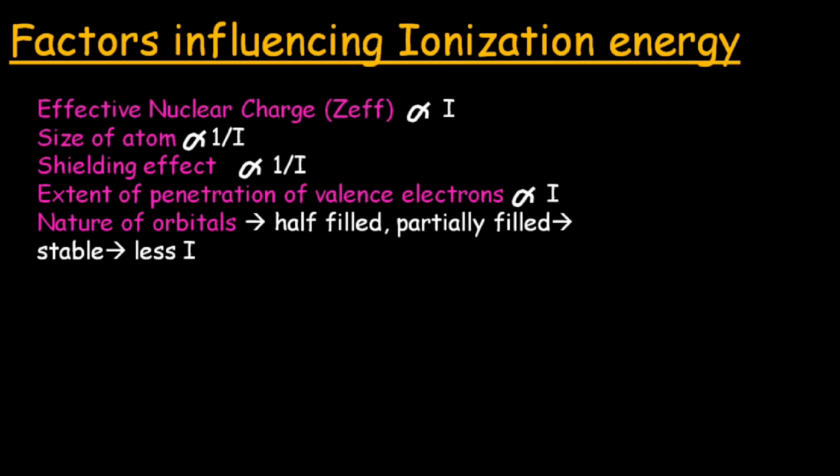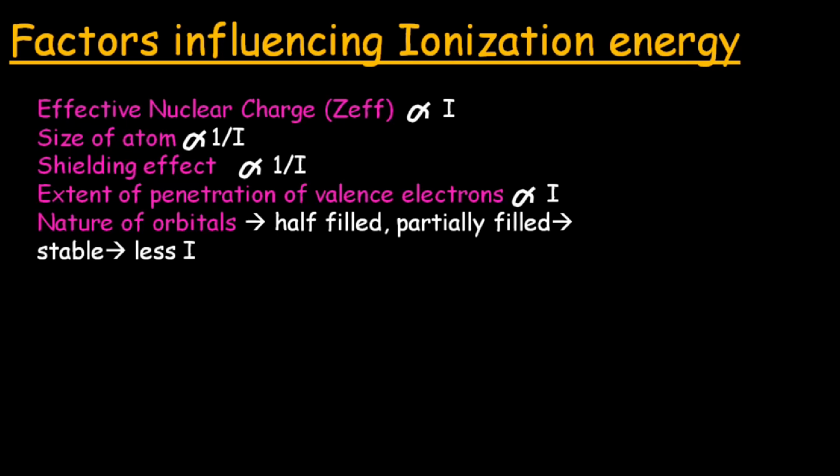Now, what about the shielding effect, which is the third factor that can influence the ionization energy? When the shielding effect increases, the size of atom increases. Whenever a complete shell is added, the number of intervening electrons goes on increasing, which are actually causing the shielding effect. And when the shielding effect increases, the hold of nucleus on the outermost shell decreases and it is easier for the electron to be removed. So by increasing the shielding effect, the ionization energy decreases.